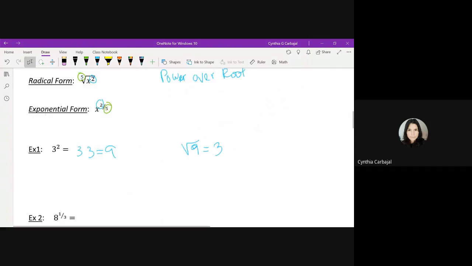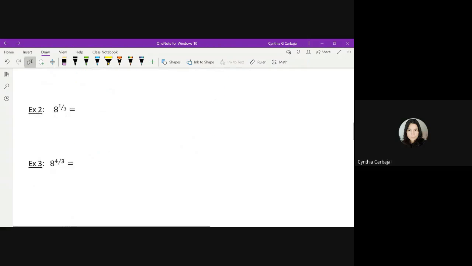I'm hoping you understand. So here in example 2, it's written in rational form, meaning our exponent is a fraction, and we want to change it to radical form. A radical means a root, and the root symbol is called the radical sign. So then it's power over root. My power is 1, the root is 3. So 8 to the power of 1 under the root of 3, also referred to as the cube root.